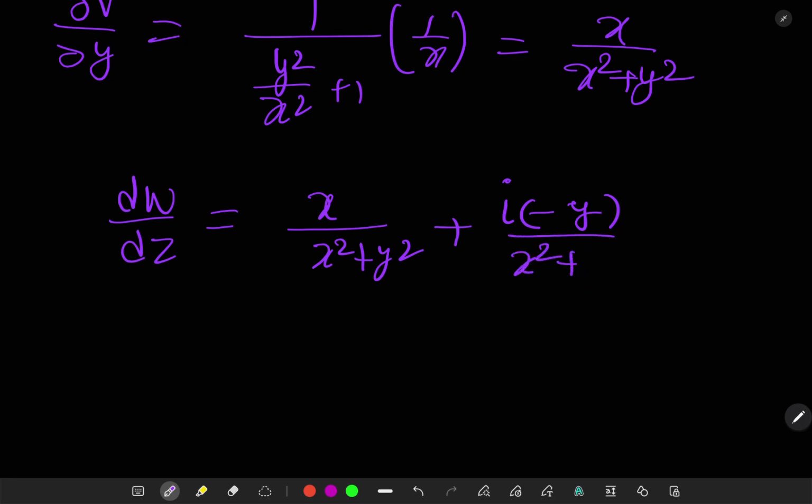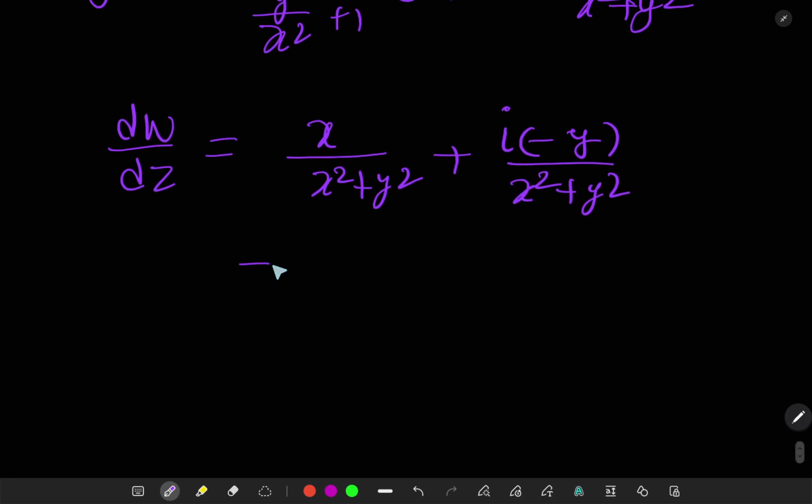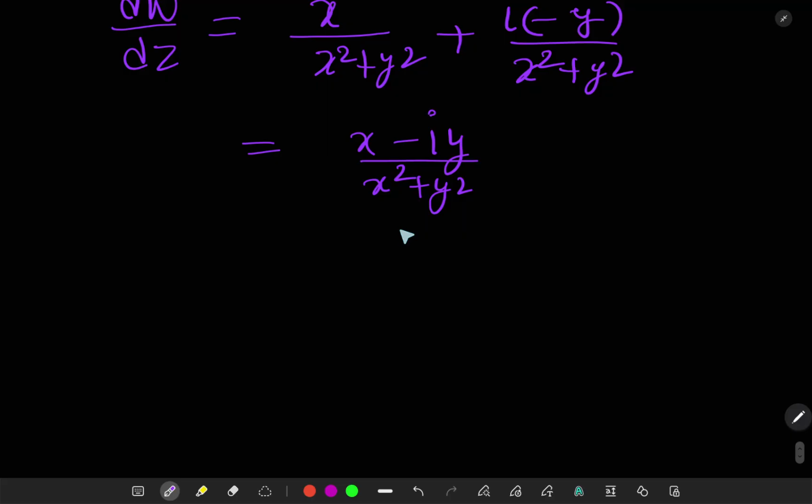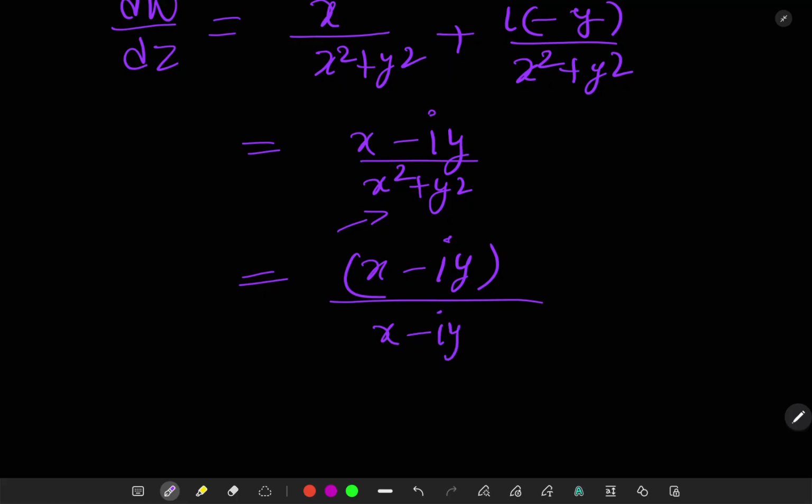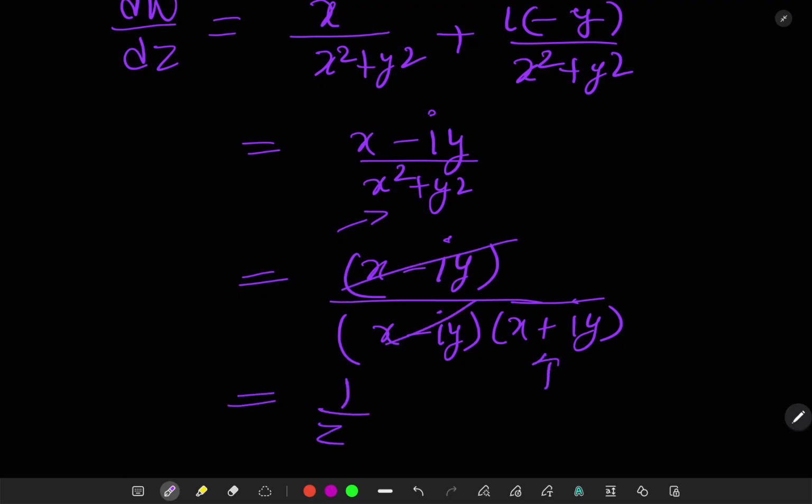So we can write this value like this, and this is cancelled out by this term, and this is equal to z. So the answer is 1 by z.